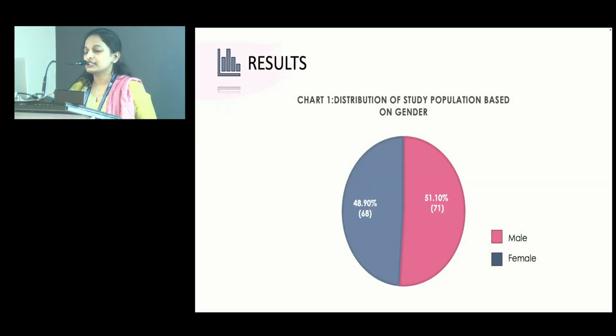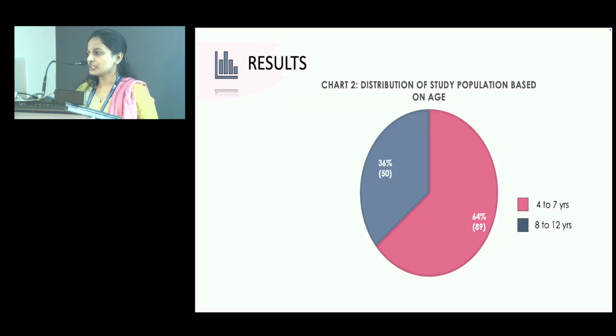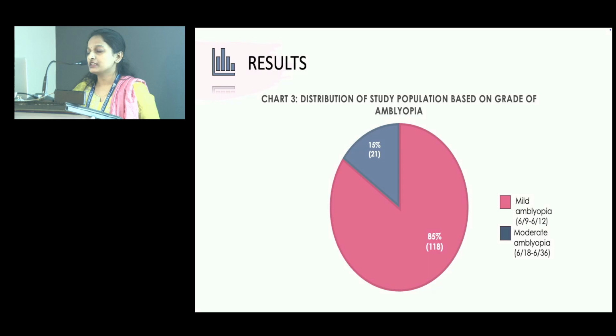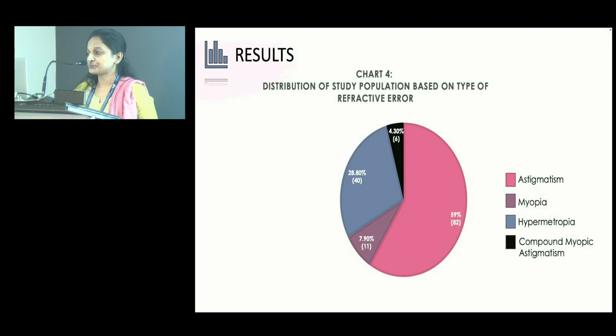So we could find that there was an equal distribution of male and female among our study population. And most of them belonged to the age group of 4 to 7 years. And we could see that most of them had mild amblyopia, then moderate amblyopia. And the most common type of refractive error that we encountered was astigmatism, followed by hypermetropia, then myopia, then compound myopic astigmatism.